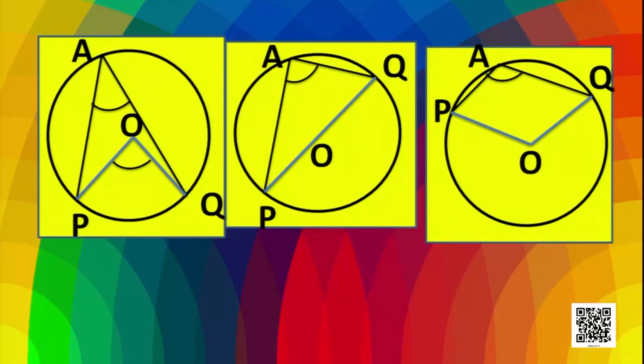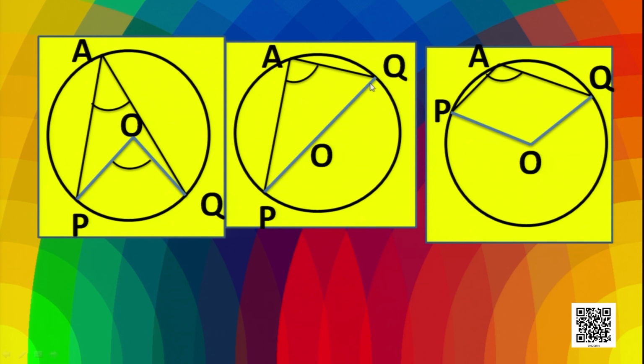Let's have a figure. You see, we can have these three cases. In the first case, PQ is the minor arc. In the second case, PQ is the semicircle, and in the third case, PQ is the major arc. So in the first case, POQ is the angle subtended by the minor arc PQ, and A is in the rest part of the circle. So PAQ is the angle subtended by the minor arc in the rest part of the circle.